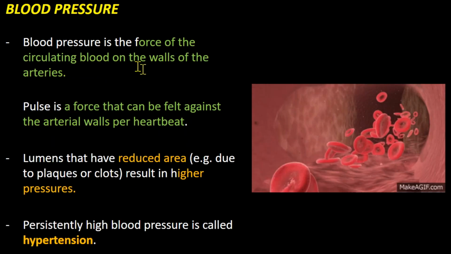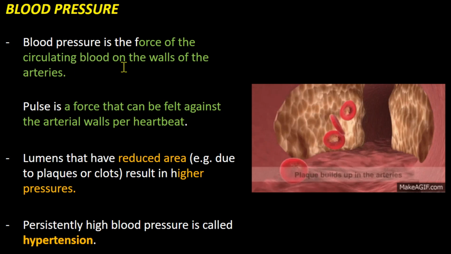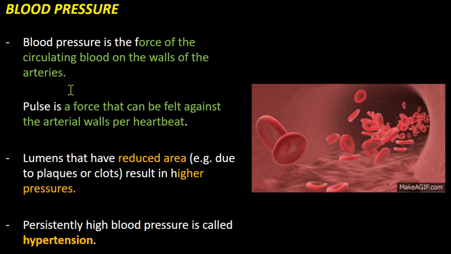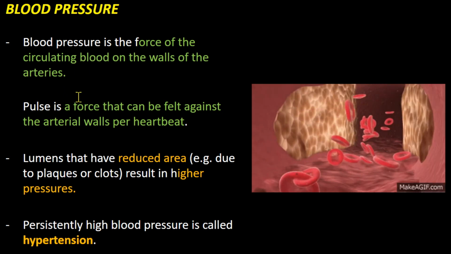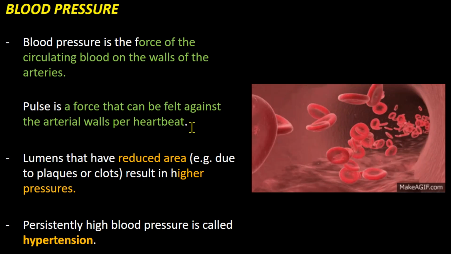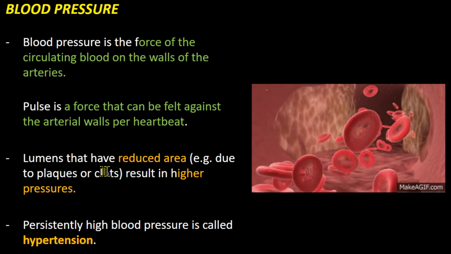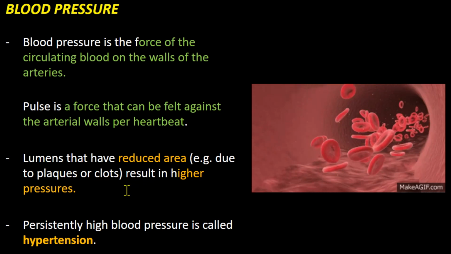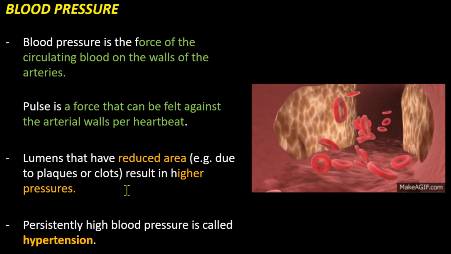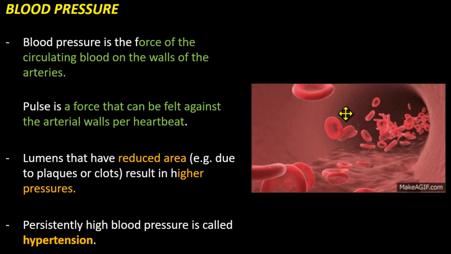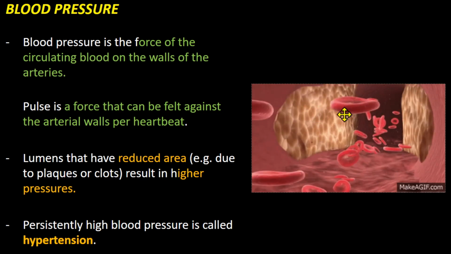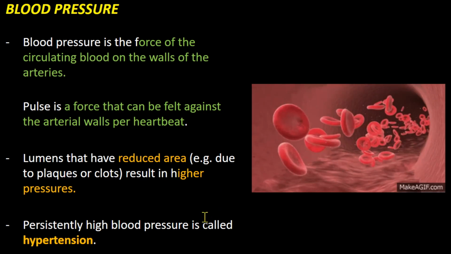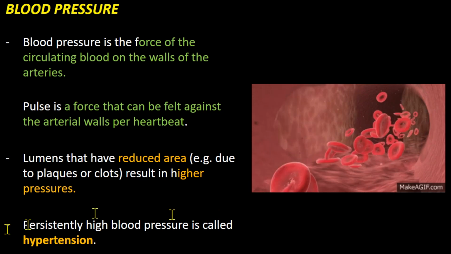Blood pressure is the force of the circulating blood on the walls of the arteries. The pulse is a singular force that can be felt against the arterial walls per heartbeat. So the lumens that have a reduced area would result in a higher pressure. So how can it have a reduced area? This would be usually due to a plaque or clot, due to the buildup of lipids and cholesterols. If you have persistently high blood pressure, that is called hypertension.